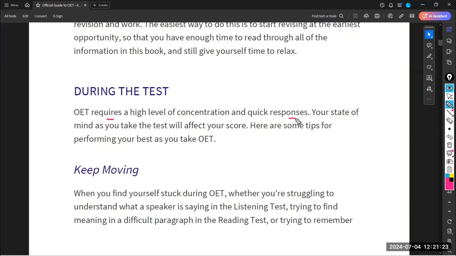Now, during the exam, the OET exam, Joel, requires a high level of concentration and quick responses. I know that you have applied for the IELTS exam, and you notice that you have to be as fast as you can. You don't have your own time just to solve everything, because everything is timed. So your state of mind as you take the test will affect your score.